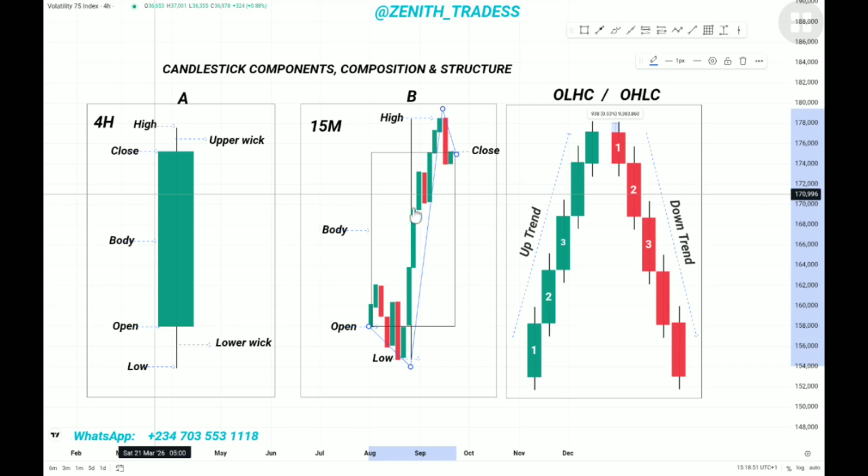This is the 4 hour time frame. This is the 15-minute time frame. It's the same candle, but when you go to 15 minutes, you're not going to see this frame again. The frame will disappear. The wick will disappear. This is what you're going to see.